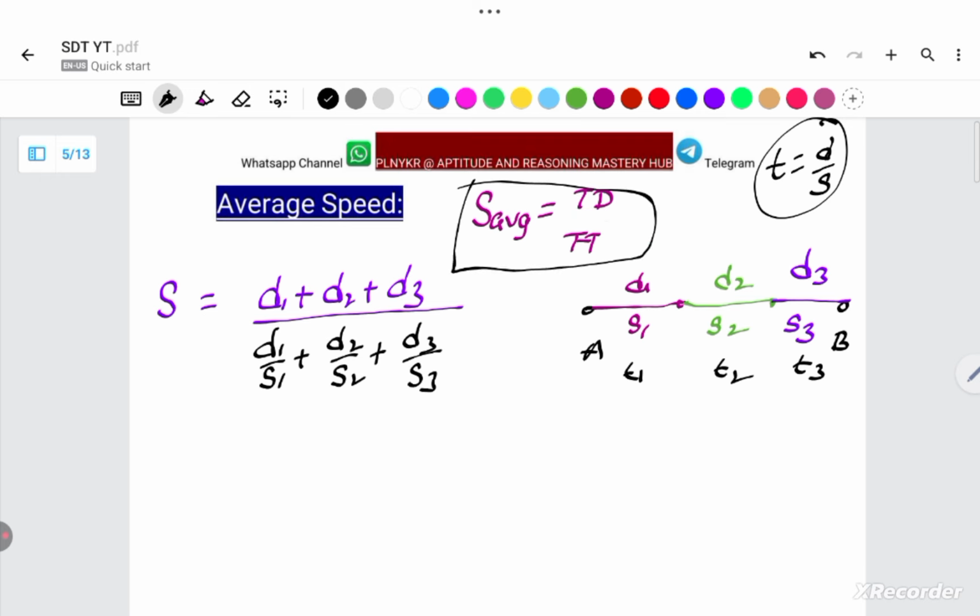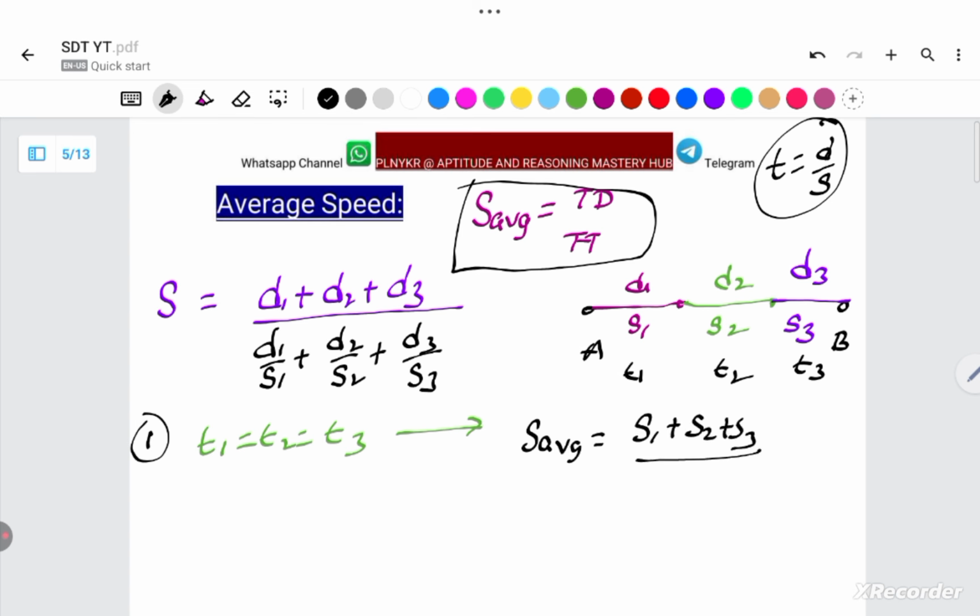In average speed, two special cases are possible. The first case is when the time periods are equal. Let us say three time periods t1 equals t2 equals t3, then you can directly apply that the average speed is simply the arithmetic mean. Here three speeds are there, so s1 plus s2 plus s3 by 3. In case of two, s1 plus s2 by 2.